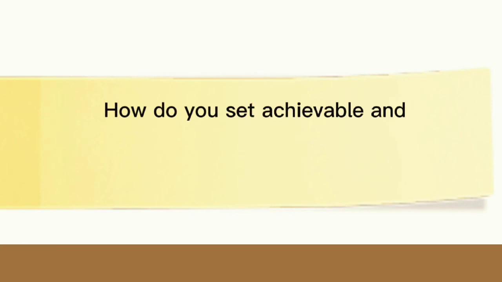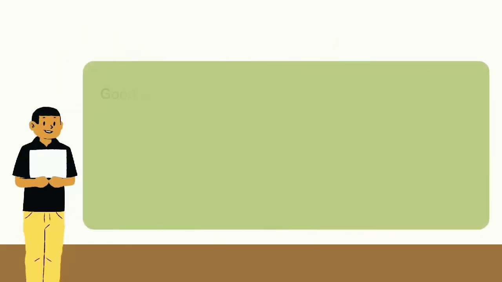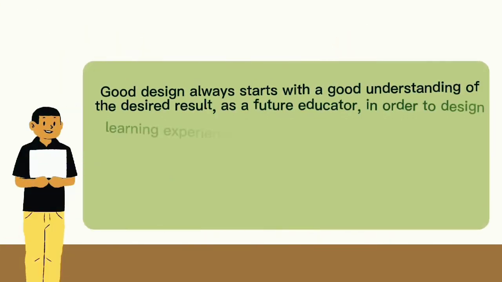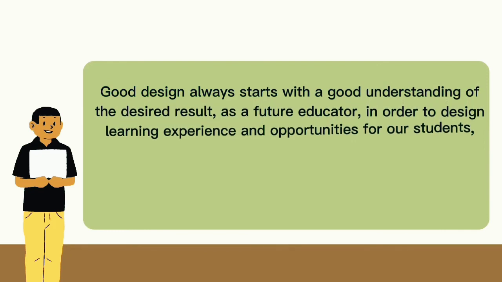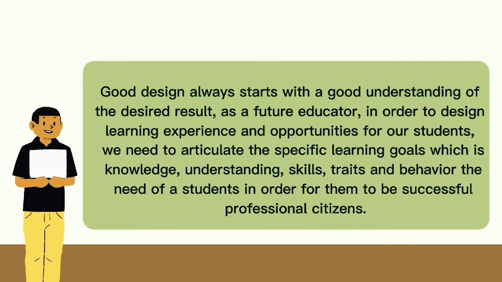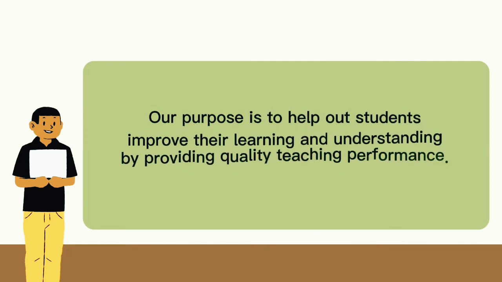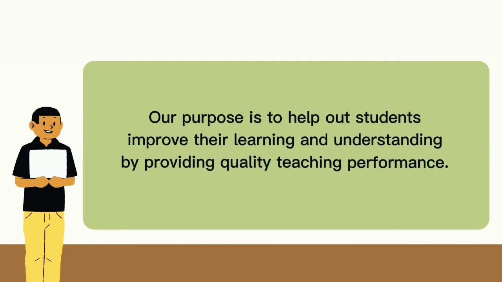How do you set achievable and appropriate learning outcomes which are aligned with learning competencies? Good design always starts with a good understanding of the desired result. As a future educator, in order to design learning experiences and opportunities for our students, we need to articulate the specific learning goals, which are the knowledge, understanding, skills, traits, and behavior that students need in order to be successful professional citizens. Our purpose is to help our students improve their learning and understanding by providing quality teaching performance.